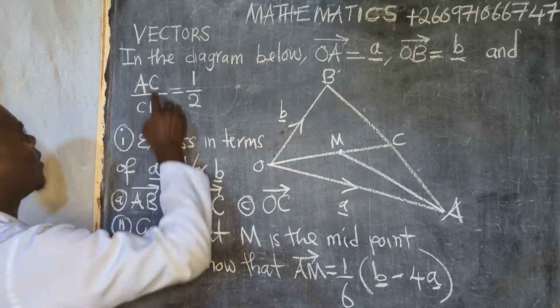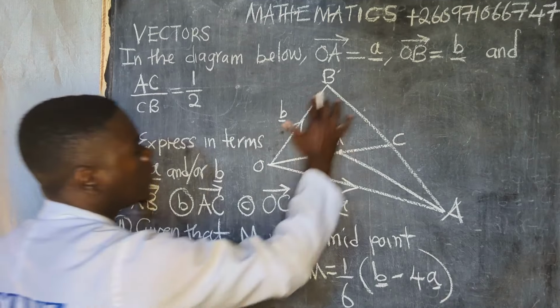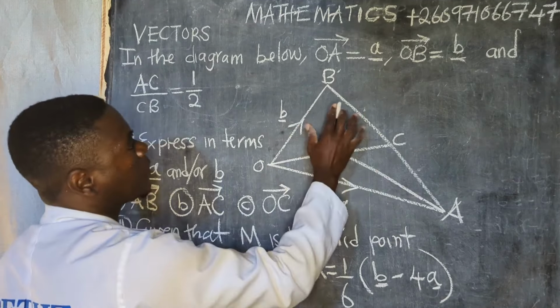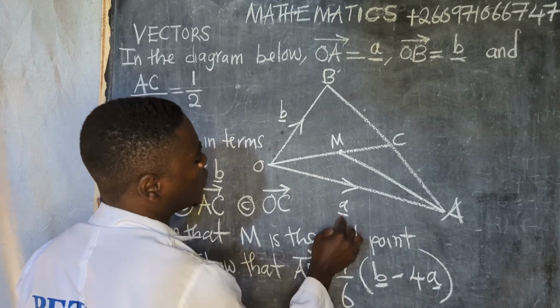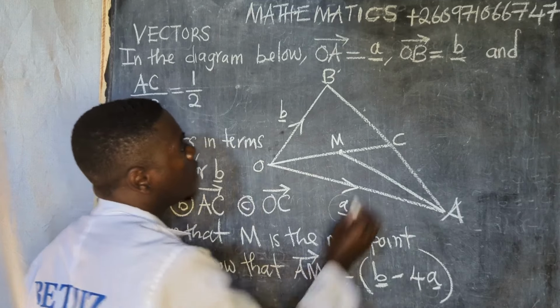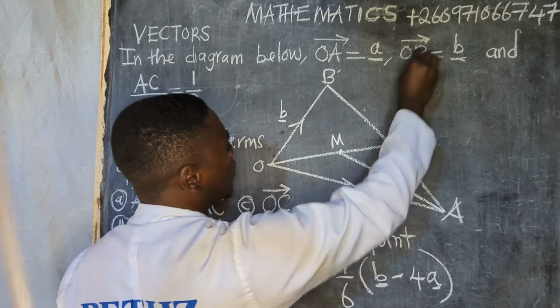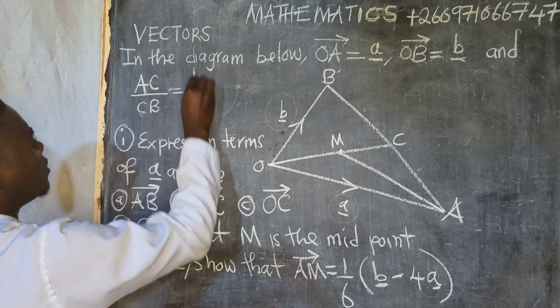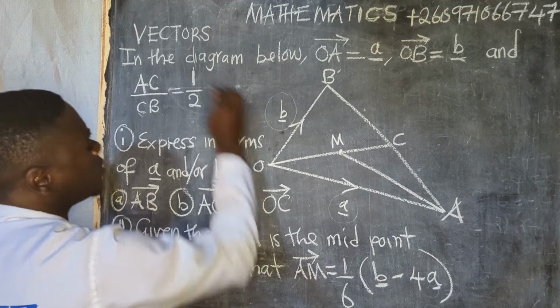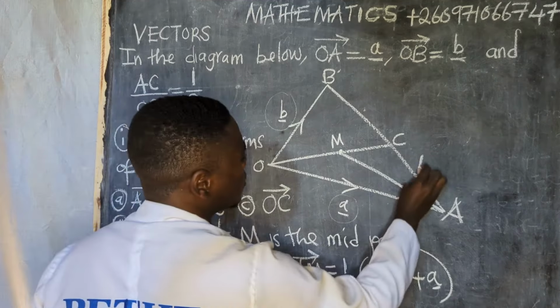So now the question is saying, in the diagram below, you are given this diagram. OA is equal to vector A. OB is equal to vector B. And AC over CB is equal to 1 over 2. This is a ratio. So AC is 1, CB is 2.